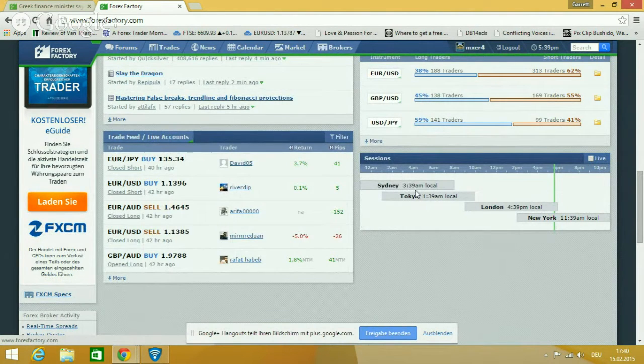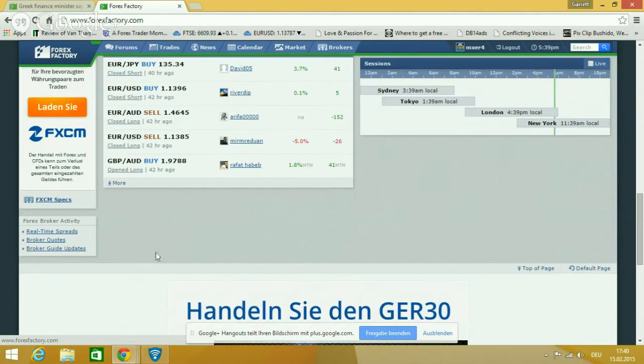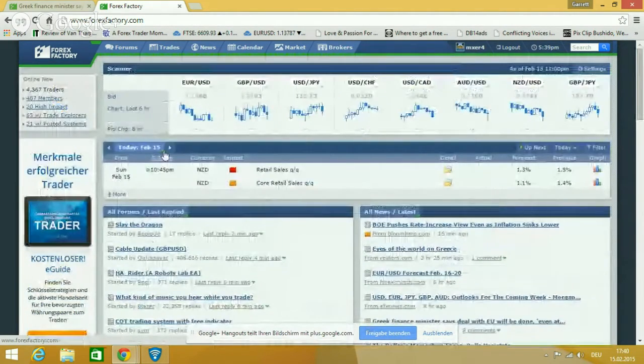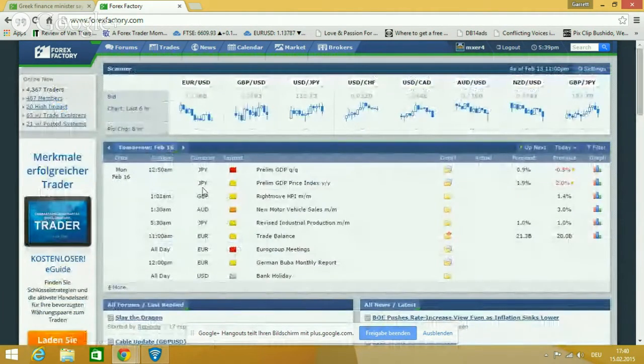This is like if you wake at night, if you have insomnia or something, then you could try trading with these 2. But I find it absolutely boring to trade with Sydney and Tokyo. London and New York, the best time. So that's another thing to look at. And here you can see people's live accounts and trading feed, who's buying and selling what. And here's what's really important, the news, because it shows all the results.